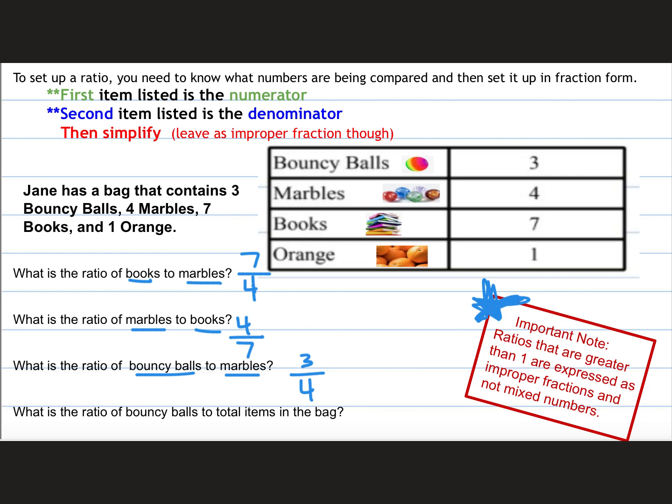What is the ratio of bouncy balls to total items? So bouncy balls first, so that would go on the top of our fraction. Total items listed second, so that would go on the bottom. So 3 bouncy balls. Now to find the total, we would have to add everything together. So 3 plus 4 is 7, plus another 7 is 14, plus 1 is 15. So there's 15 total items. I notice that I can simplify this to be 1/5. So what that means is there's 1 bouncy ball for every 5 items in the bag.